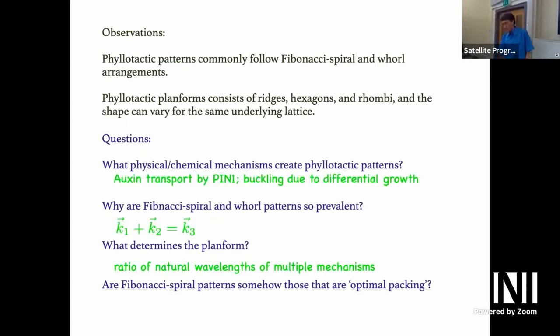Okay, so roughly, there's a nice interplay between biochemical and chemical mechanisms that we propose determines both the positions of the phyllo, the leaves, and the underlying plant form. And a really nice classical thing in pattern formation theory is where you get this wave number, wave vector resonance that really leads to the Fibonacci type pattern.